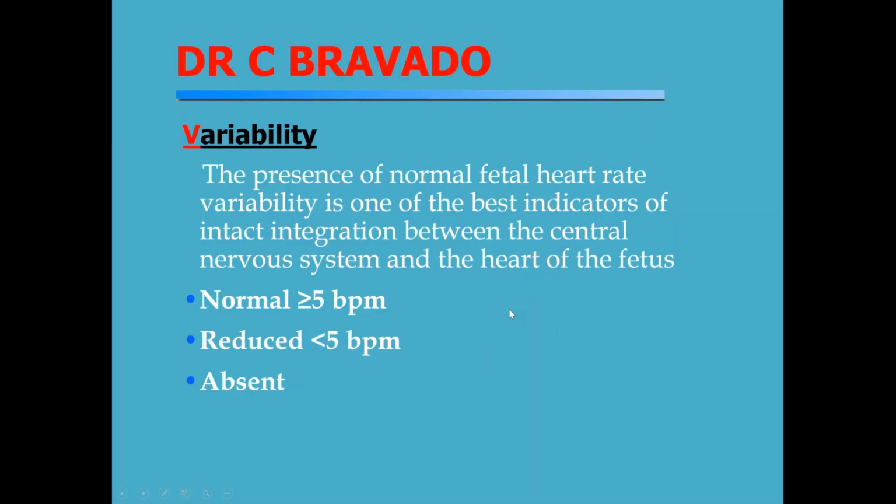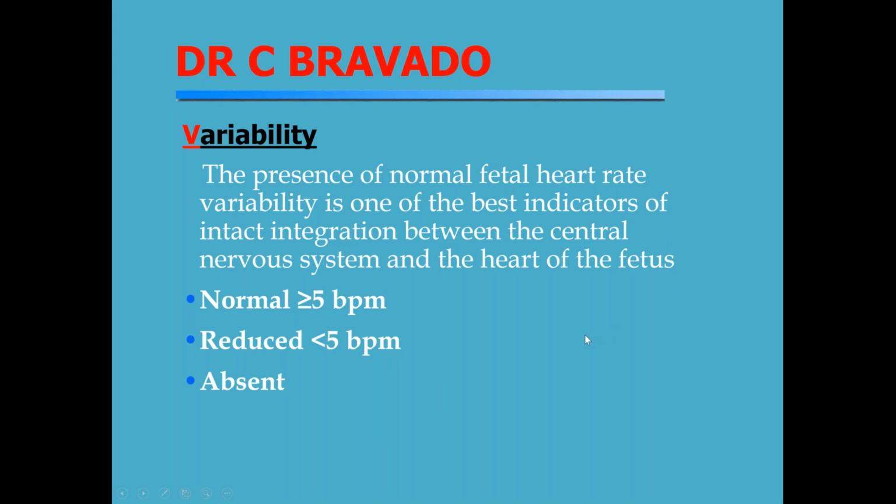What about the variability? Variability is the presence of normal fetal heart rate variation. Variability is one of the best indicators of the intact integration between the central nervous system and the heart of the fetus. In the physiology of the fetal heart, in early gestation, about the 10th week, the fetal heart rate is controlled by the sinoatrial node. So the fetal heart rate is very high, controlled by the sinoatrial node.